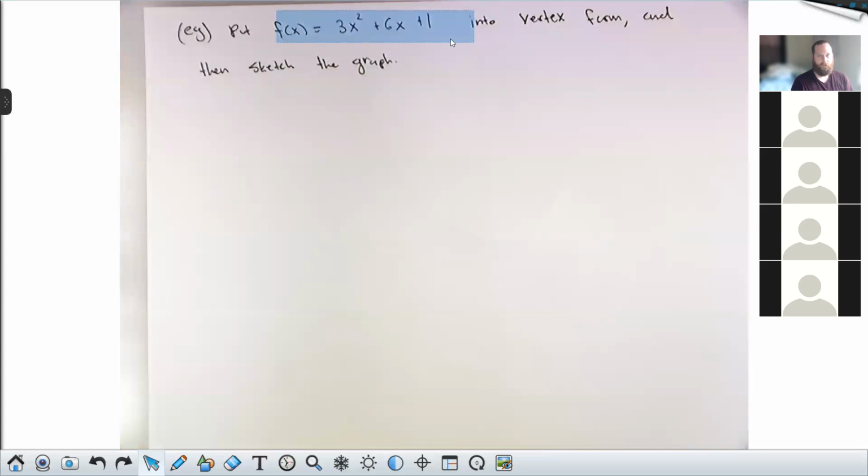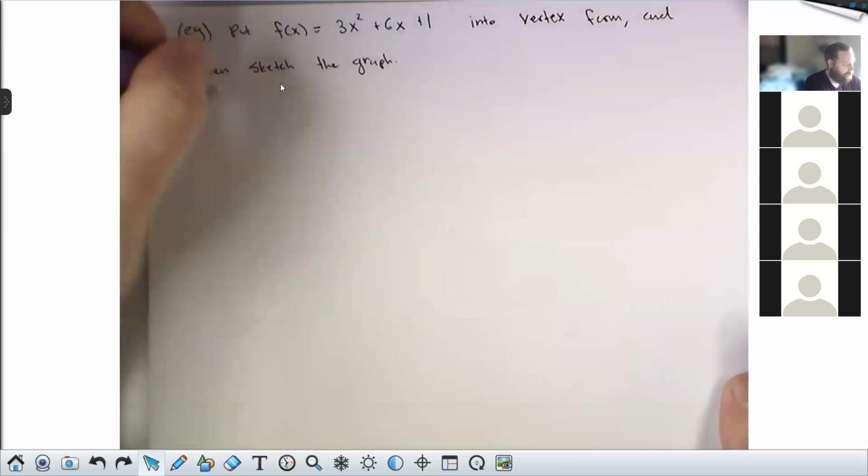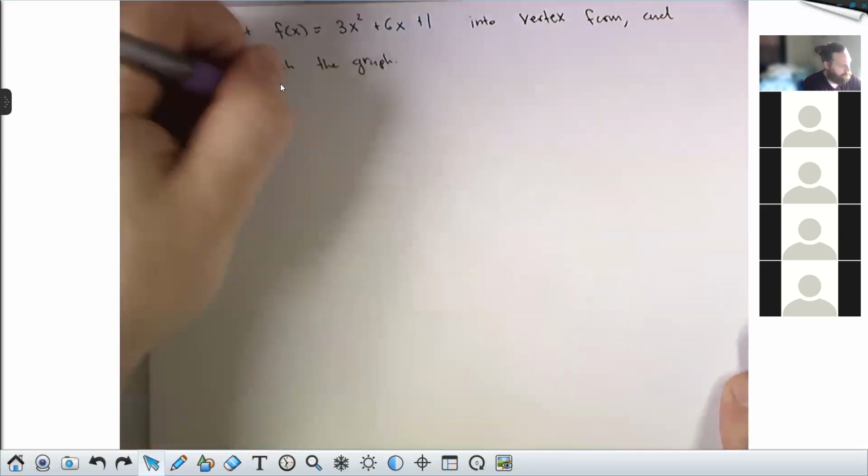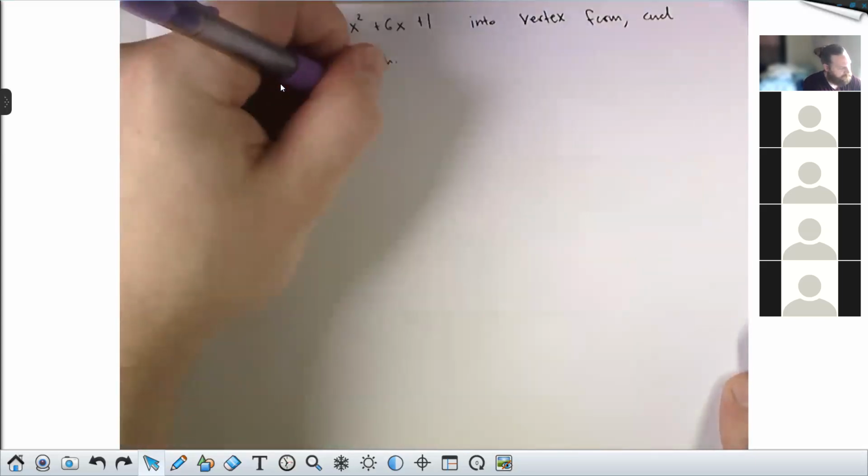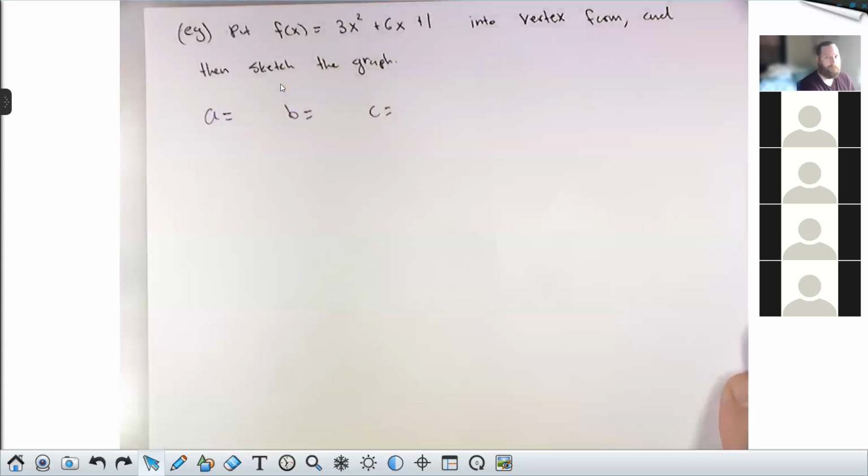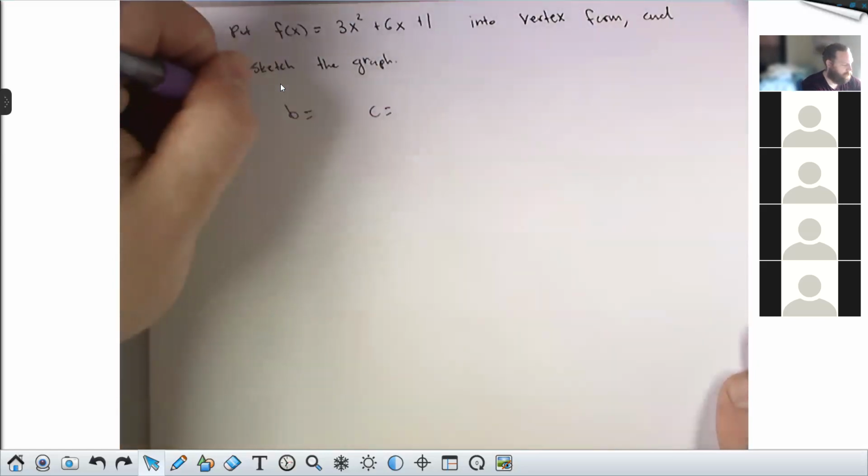So this is in the standard or expanded form. And we said that the key to going back and forth from the standard to vertex form is to find the numbers a, h, and k. To get started there, I need to say what a, b, and c are. So what is a here? Three. Good. Yeah, the lead coefficient is 3.